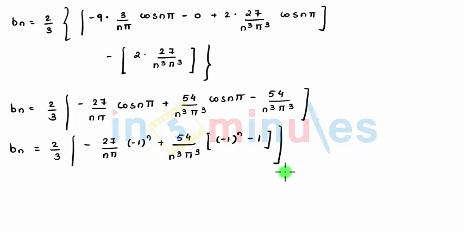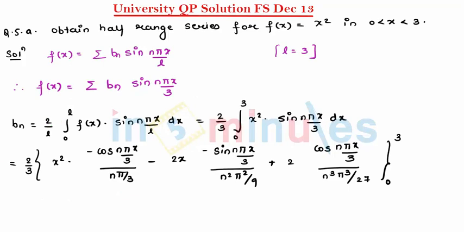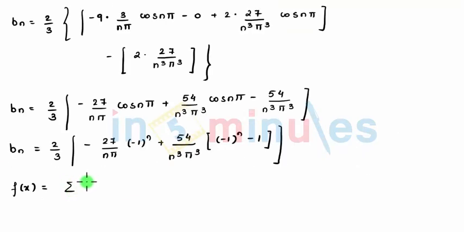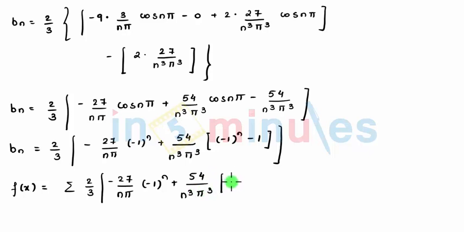So that's bn. We can substitute bn in f of x. So f of x comes to be summation 2 by 3, minus 27 divided by n pi, minus 1 raised to n, plus 54 divided by n cube pi cube, minus 1 raised to n minus 1, and further I get this will be multiplying to sine of n pi x divided by 3. So that's my f of x.